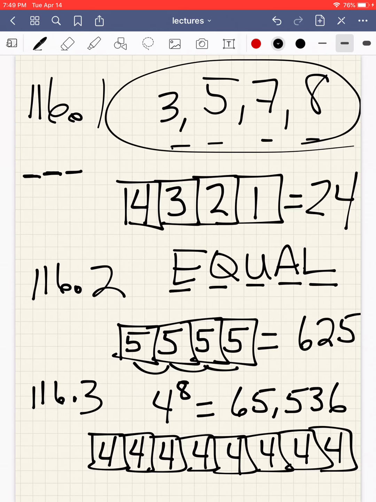So the moral to that story is, if you don't study for that quiz and you guess at all 8 of them, you have an 8 out of 65,536 chance of getting 100.